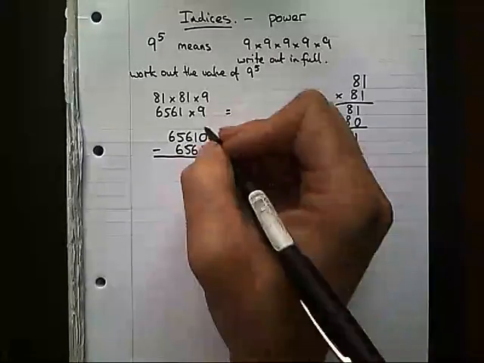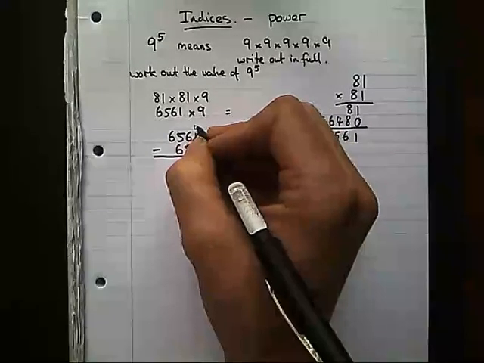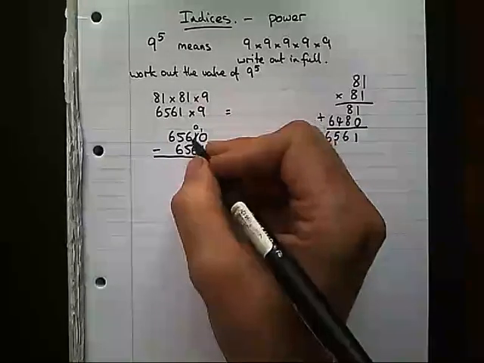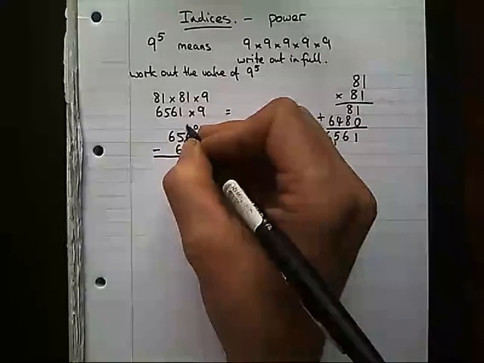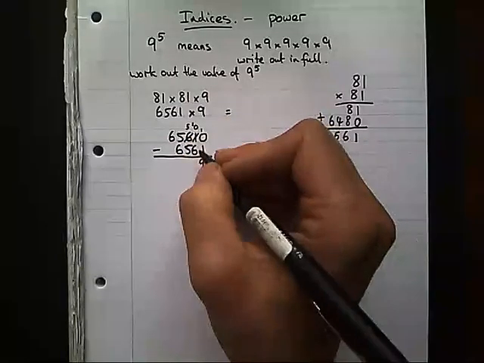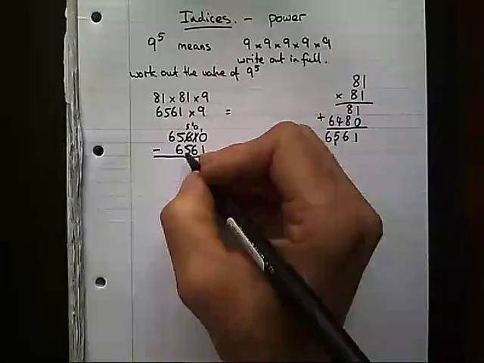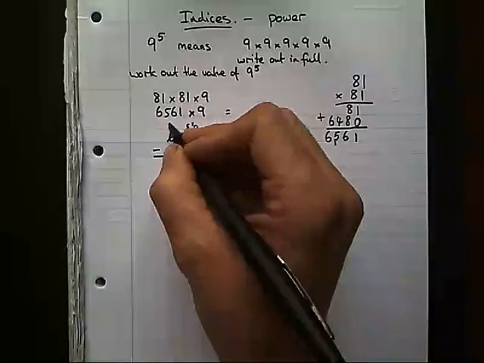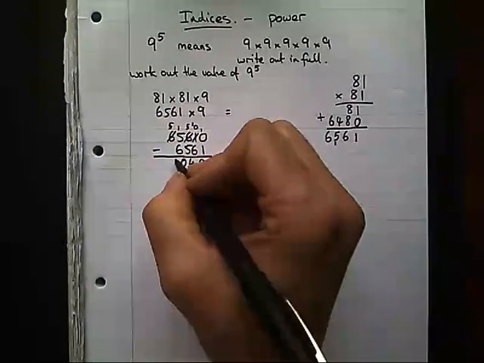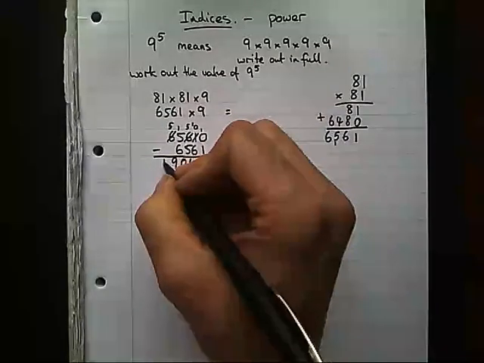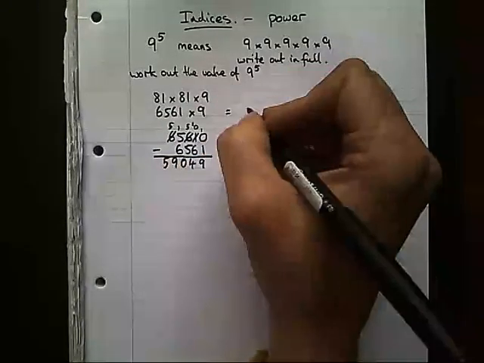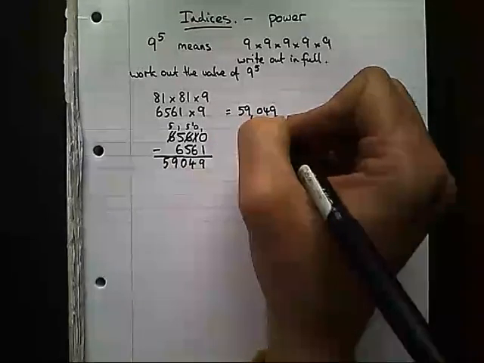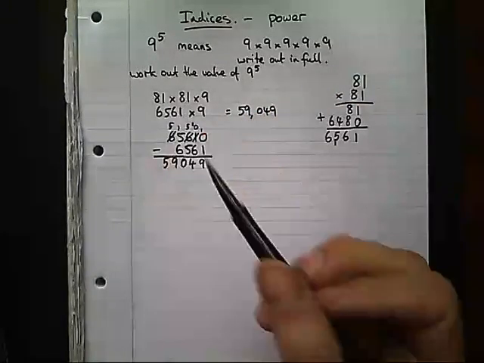0 take away 1 can't do, so I'm going to borrow 1. 10 take away 1 is 9. Can't take 6 away from 0, so I'm going to borrow 1 and make it up to 10. So 10 take away 6 is 4. 5 take away 5 is 0. Can't take 6 away from 5, so I will borrow 1. 15 take away 6 is 9, and then I've just got 5. So the answer is 59,049, and that's 9 to the power of 5.